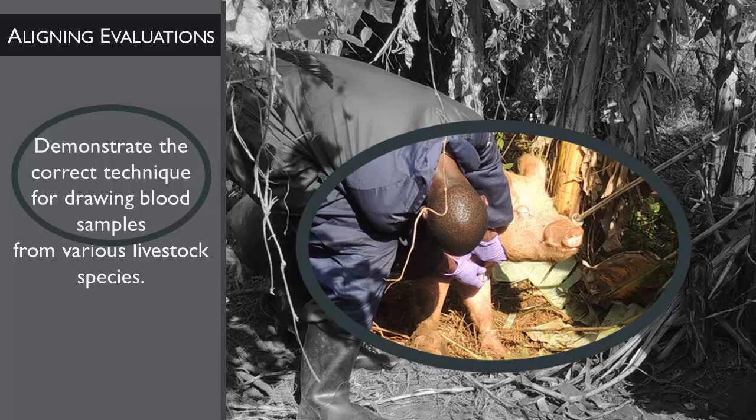In keeping with the principles of backward design, once we have our learning objectives, the next step in developing training is to align evaluations with the learning objectives. This ensures that we know exactly what the participants will be able to do to show mastery of the objectives.